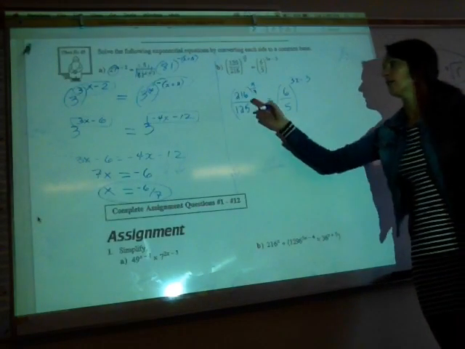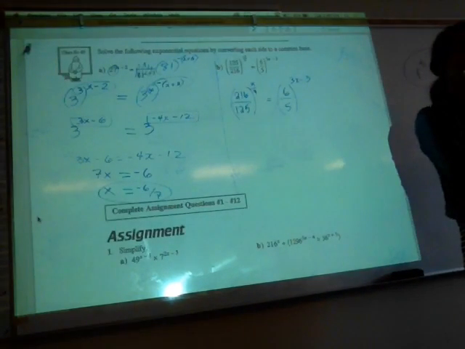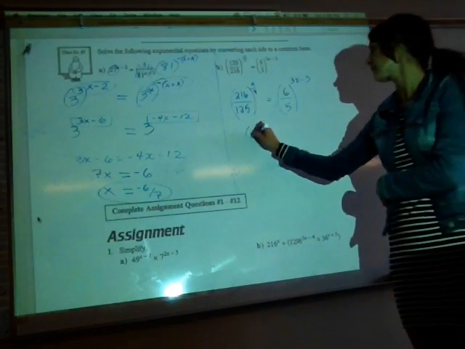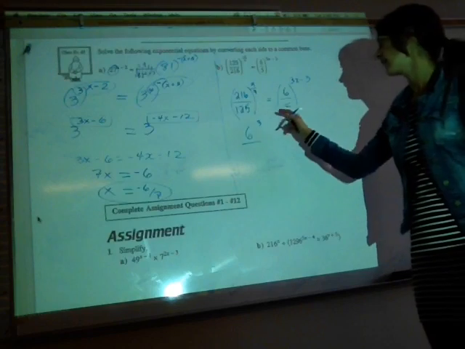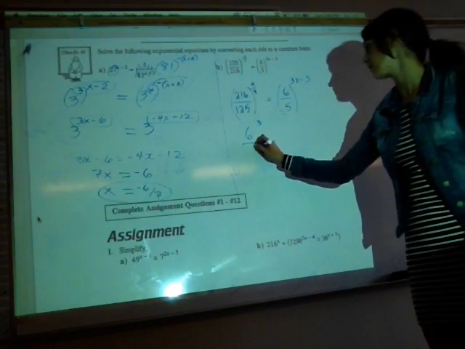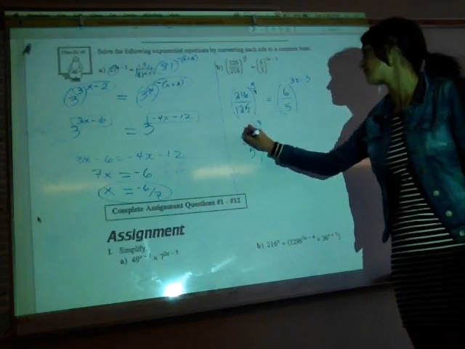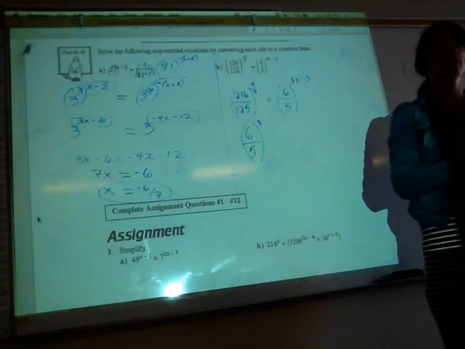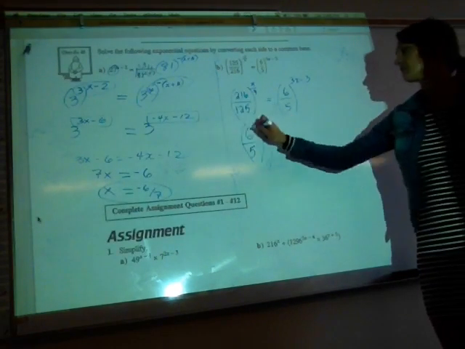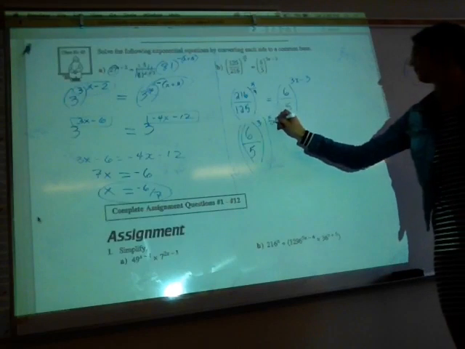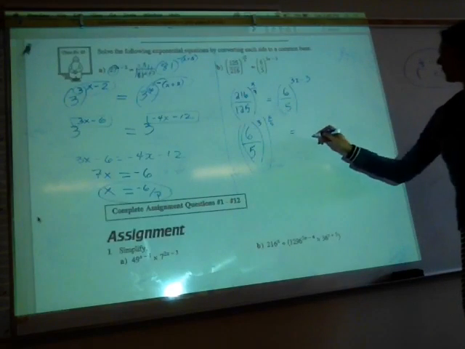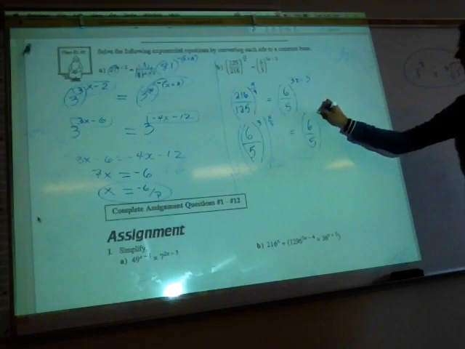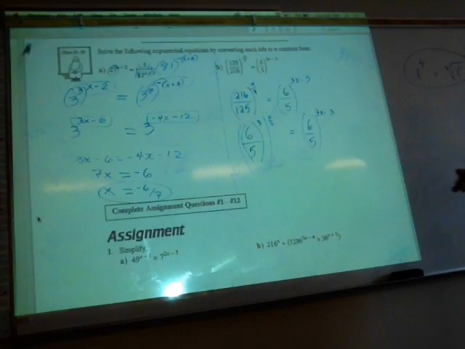Okay, 6 to the power of what gives me 216? 3. 3, okay. And 5 to the power of 3 gives me 125. So 6 over 5 to the power of 3 gave me 216 over 125. All of that is applied to the exponent x over 4, which equals my right-hand side, 6/5 to the power of 3x minus 3.